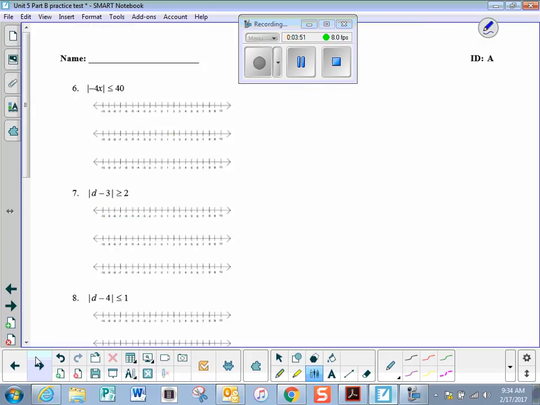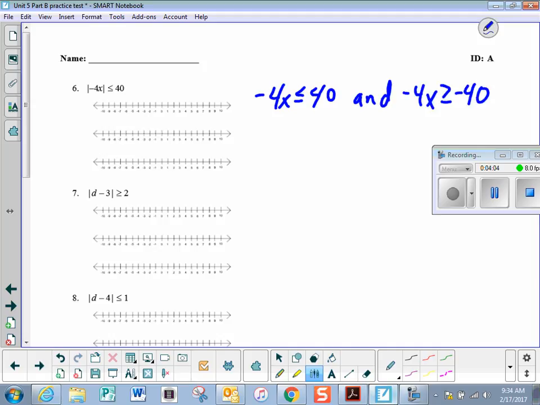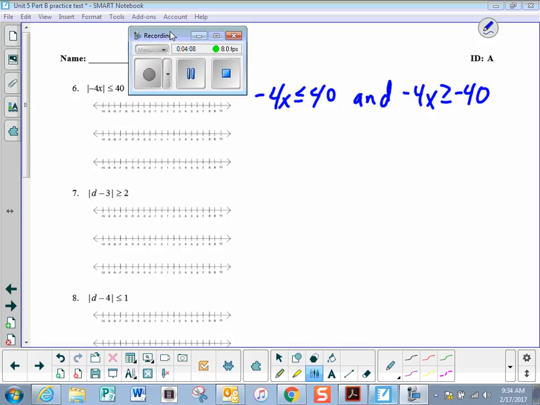Number 6. Same dealio, except this is an and, because it starts out as less than or equal to. So we have negative 4x is less than or equal to 40, and negative 4x is greater than or equal to negative 40. So pretty simple once you understand how you write your two inequalities. The solving is pretty simple, I should say.